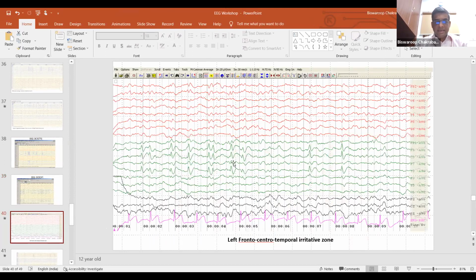Look at this. Again, you can see this is an average montage. So we'll look at the one with maximum amplitude. Maximum amplitude is there with F3 or C3. If maximum amplitude is not there, if all of them are showing equal F3, C3, T3, that means it is more of a left frontocentral temporal irritative zone. Why? Because all three have the same amplitude on average montage. So you're actually not able to localize. All three are showing the same amplitude. This is an average montage.